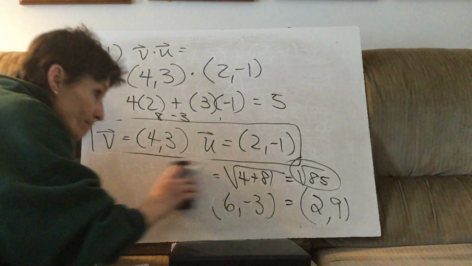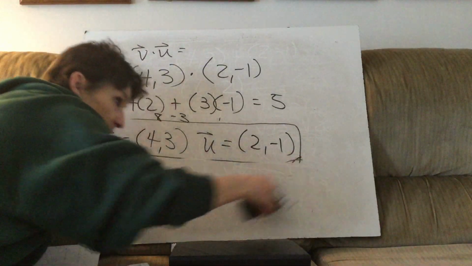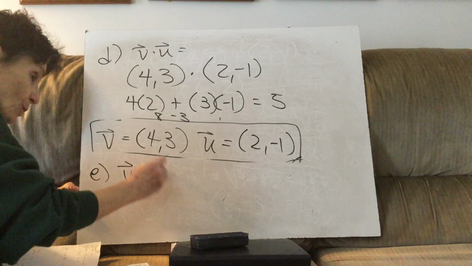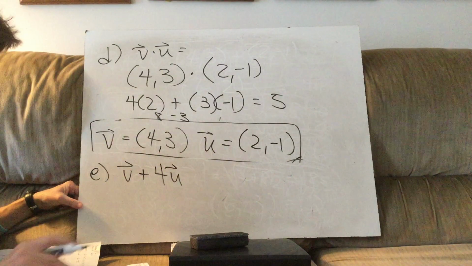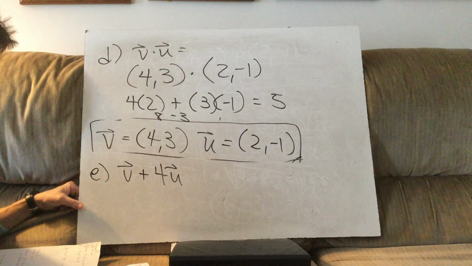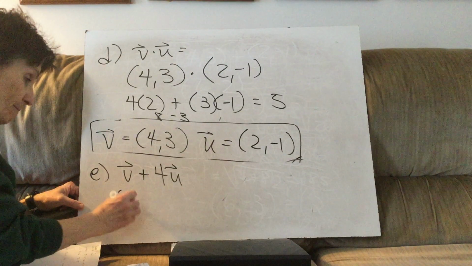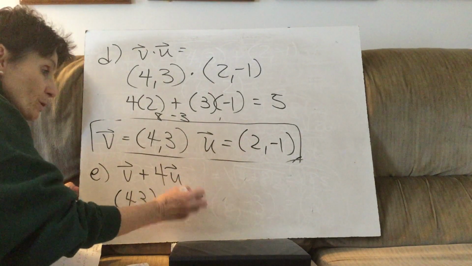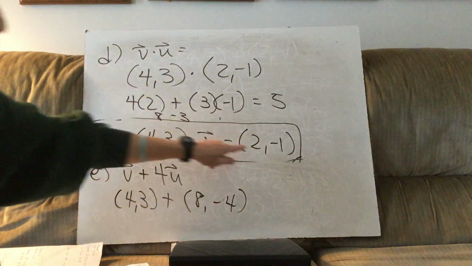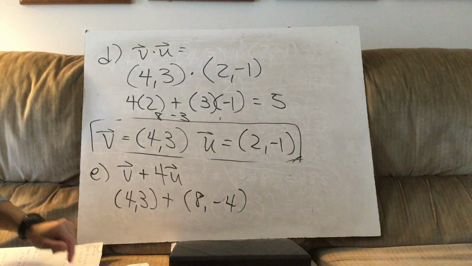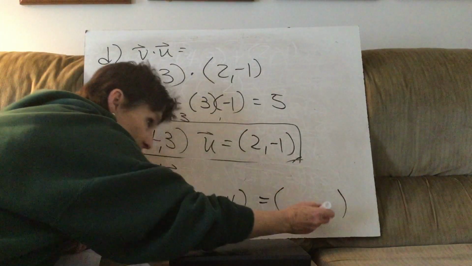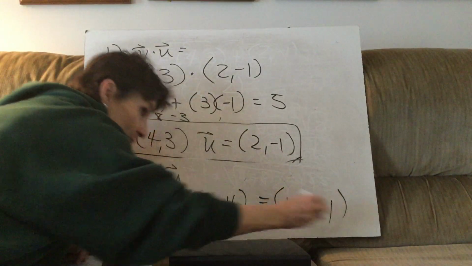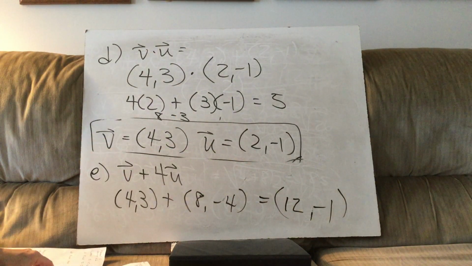All right. E says we're going to do v plus 4u. So we're going to take (4, 3) and add 4 of these, which would be (8, -4). 4 u's, 4 times 2, 4 times negative 1. We're going to add those together, x plus x, y plus y. And there's your answer, (12, -1).